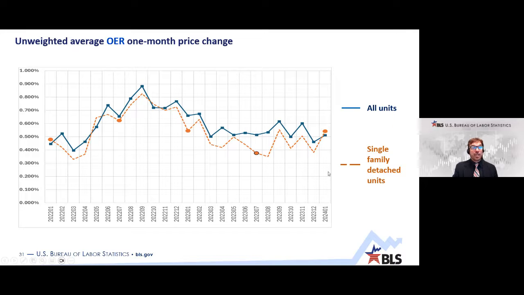You can see that in January, at the unweighted level, the average price change for single family detached units was actually slightly higher than all units. And that same result occurred in the same panel for 2020-22. It did not occur in January of 2023. But this also explains why the weight of single family detached units went up slightly in January. The prices did as well. And so the two together contributed to the OER and rent divergence.